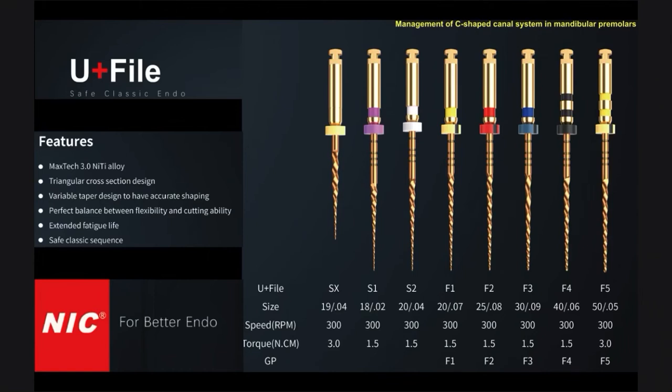And this slide shows the U plus file system. This system includes the shaping files and the finishing files. Shaping includes the SX, shaping 1, shaping 2, and the finishing files include the F1, F2, F3, F4, and F5. These tools are manufactured by the Superline company. It is made of Maxtec 3.0 nickel titanium alloy, and the cross-sectional design is a convex triangle.